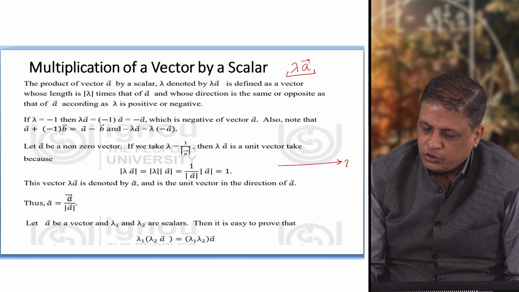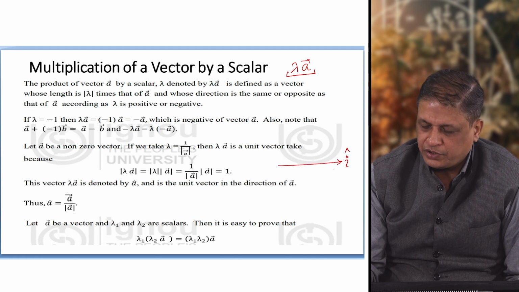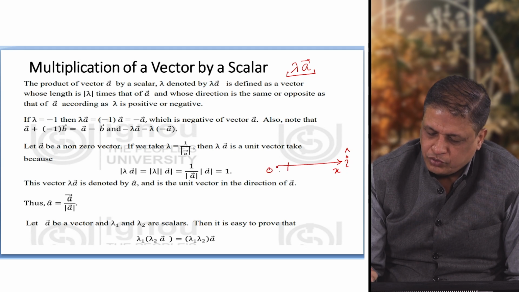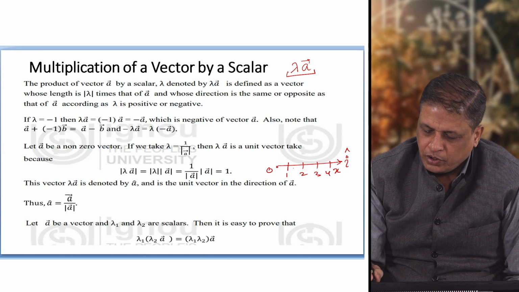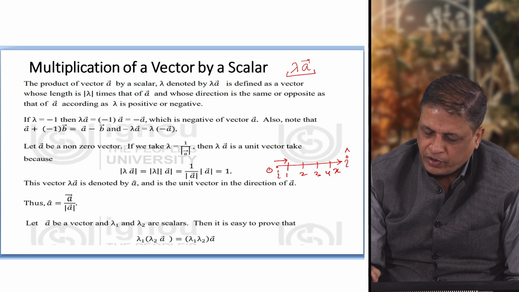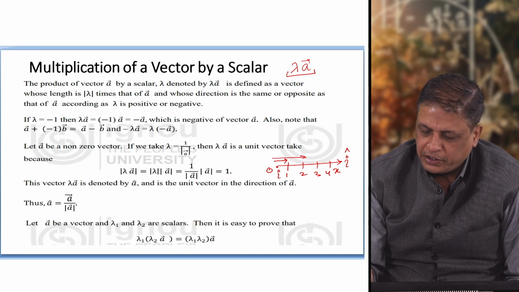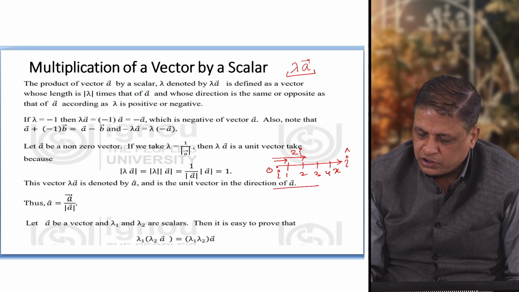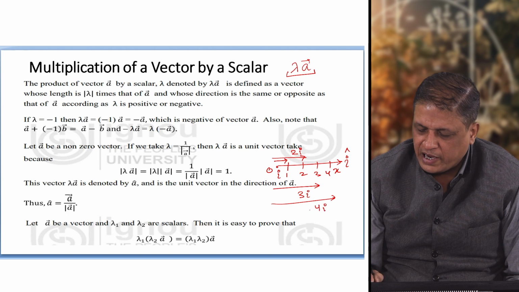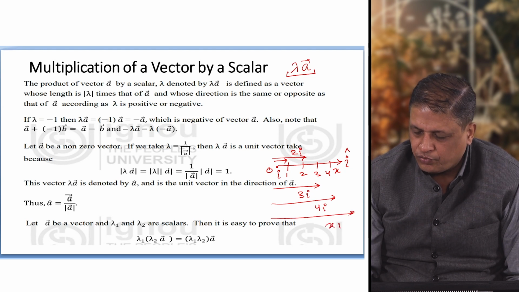Say i is the unit vector in the direction of the x axis, and say this is point 0, this is point 1, 2, 3 and 4. If we are talking about this much magnitude of the vector, then we are talking just about vector i. If we are talking about this much magnitude, then we are talking about 2 times i. If this much, then it is 3 times i, similarly 4 times i. So x values represent x times i.